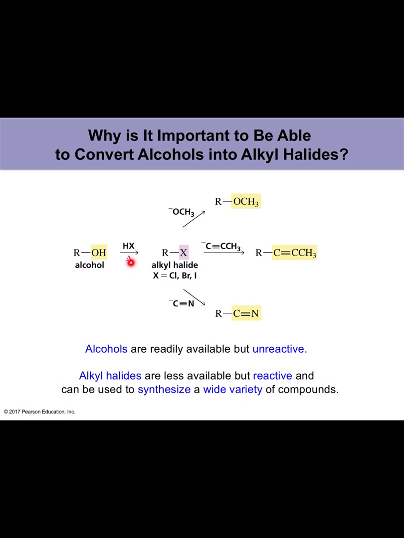So alcohol is here, you can heat it with hydrogen halide and form alkyl halide. And once the alkyl halide has been formed, it can undergo many reactions. With a methoxide, it can form an ether. With an alkyne group like this, an acetylide group like this, it can form a carbon compound containing a triple bond, and this can undergo further reactions depending on the target molecule we want.